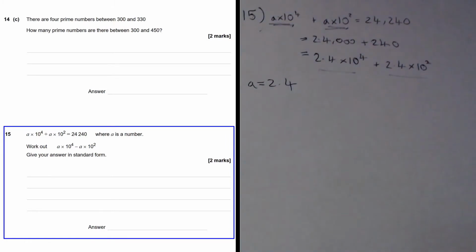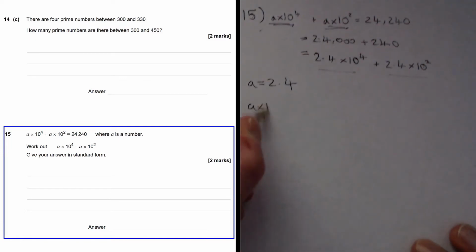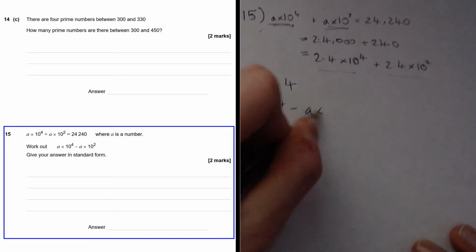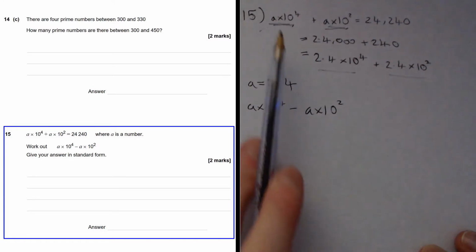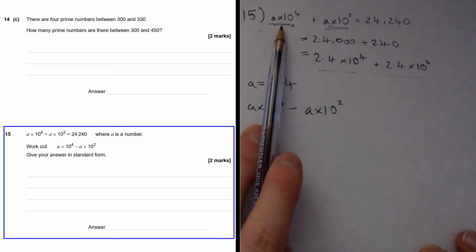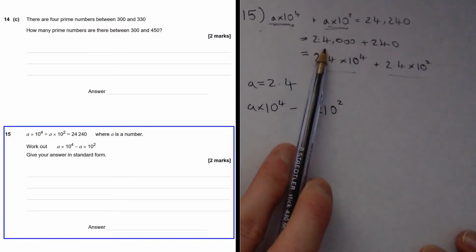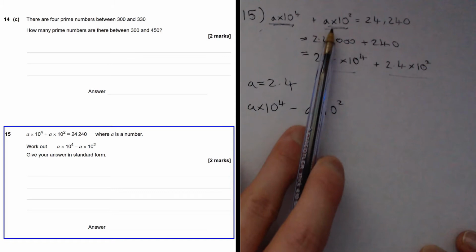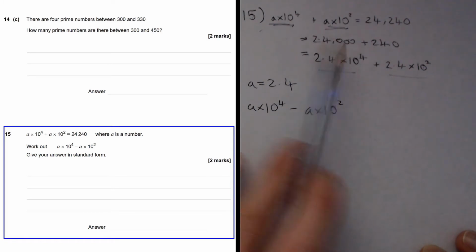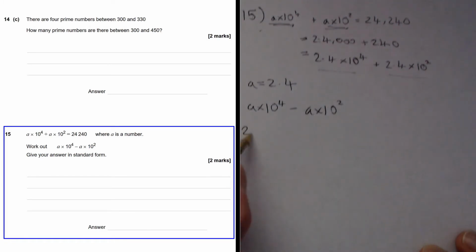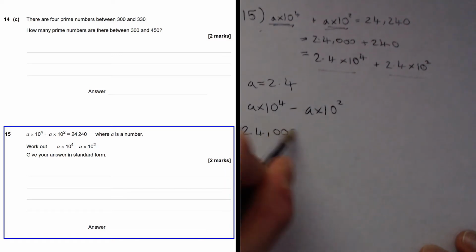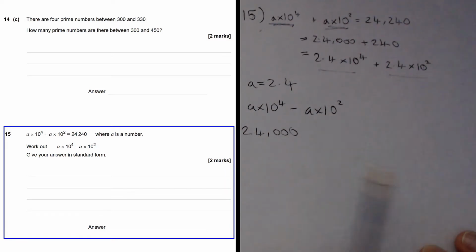Well, that's good. But we need to evaluate a times 10 to the 4 minus a times 10 squared. But notice we have a times 10 to the 4. That corresponds to 24,000. And the a times 10 to the 2 corresponds to 240. So a times 10 to the 4 is 24,000. And we need to take away from that a times 10 to the 2, which is 240. So we need to do 24,000 minus 240. I'm going to do this the long way around.